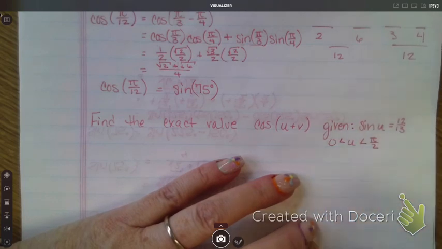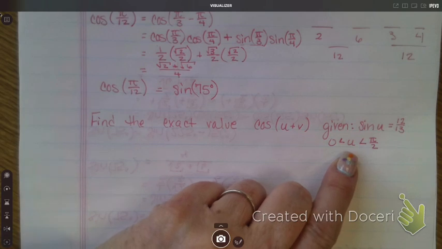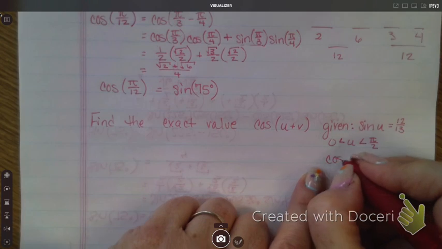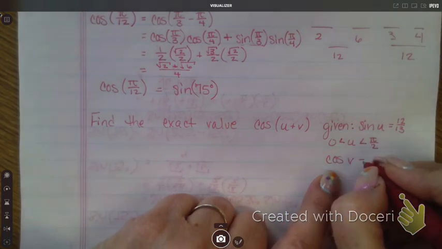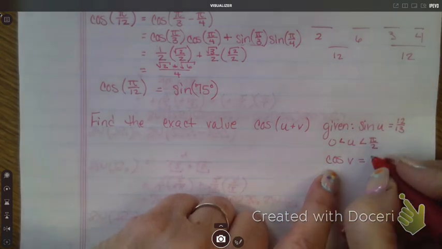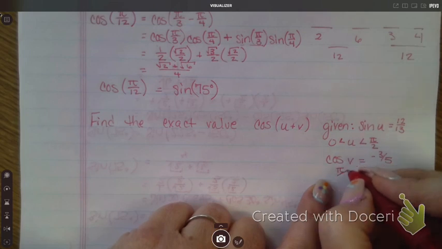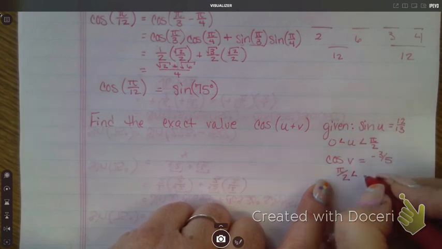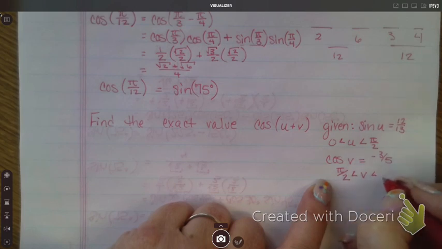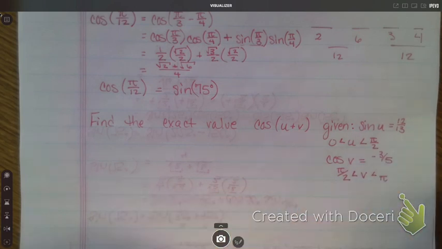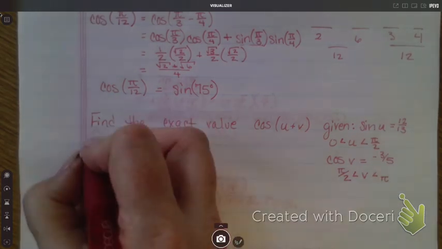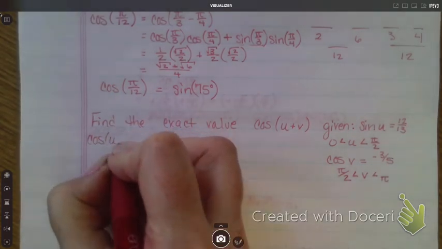So where does that tell you U is at? Quadrant 1. And cosine of V equals negative 3 over 5, and pi over 2 is less than V, which is less than pi. Which is in what quadrant? Second quadrant. Okay, so we need cosine of U plus V.